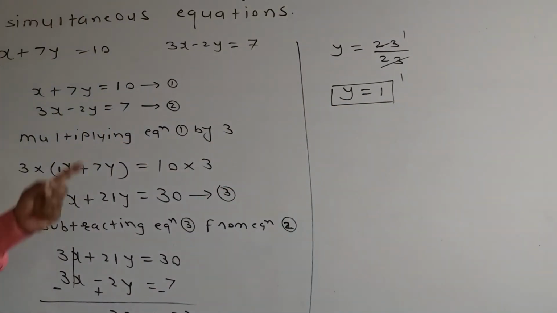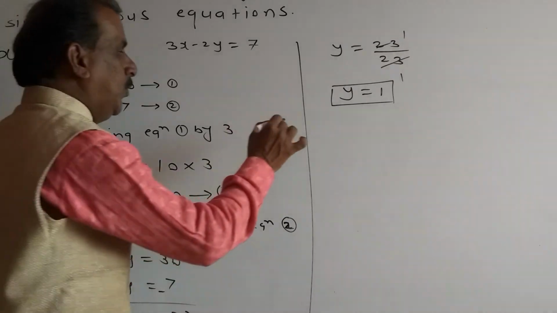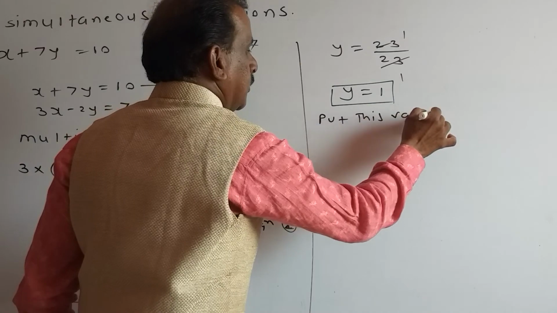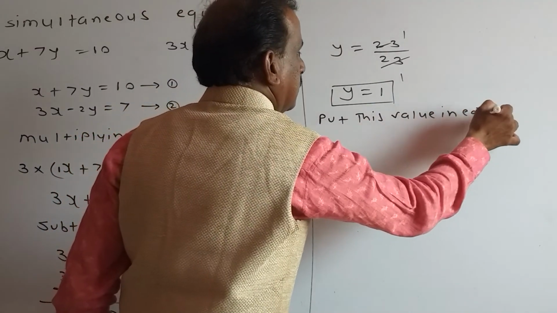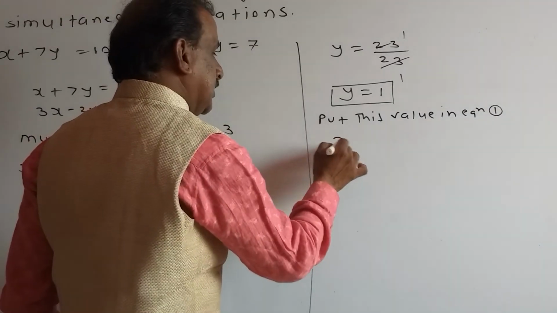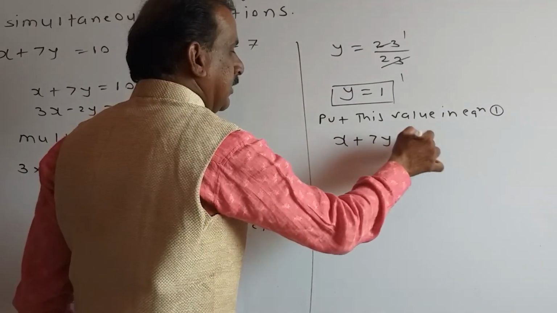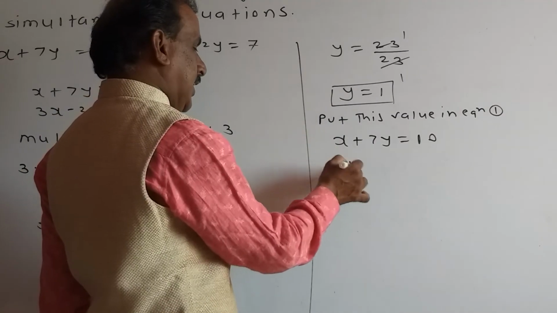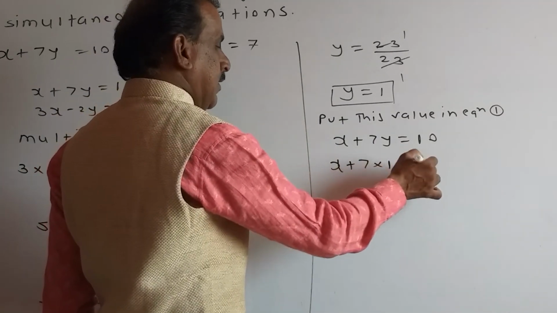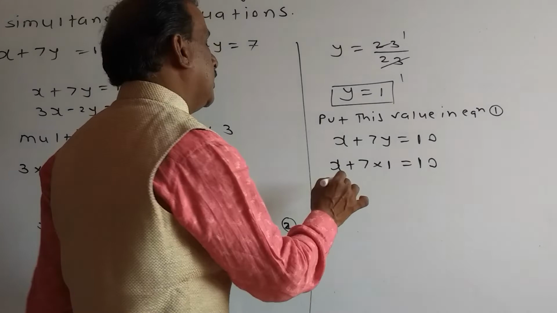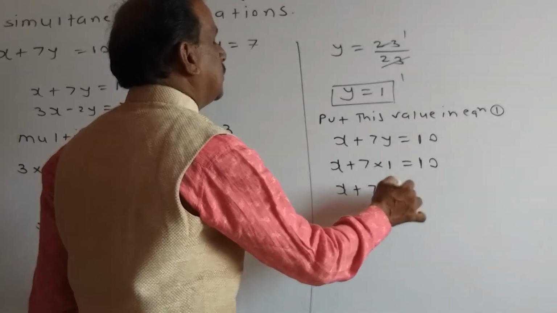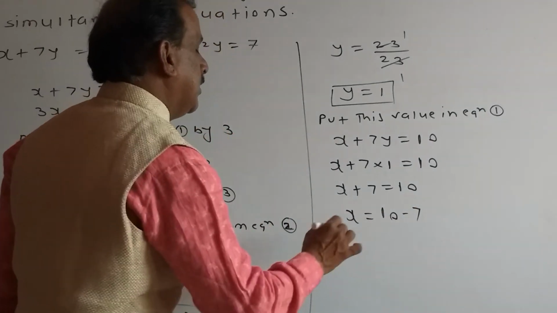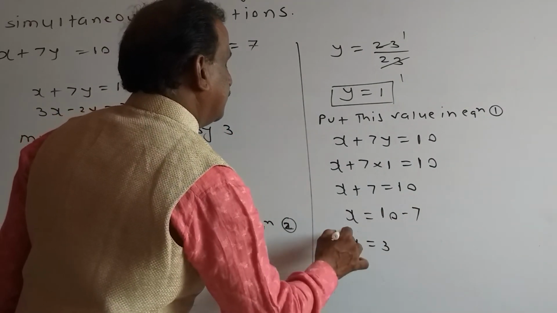Put this value in equation 1. Equation 1 is x plus 7y is equal to 10. Value of y is 1 means x plus 7 into 1 is equal to 10. Means x plus 7 is equal to 10. Means x is equal to 10 minus 7. Means x is equal to 3.